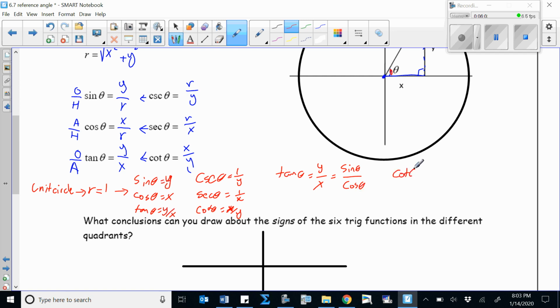What is cotangent? That is x over y. X is cosine of theta and y is sine of theta. So cotangent is cosine over sine. These are very important. I need you all to memorize this. Tangent is sine over cosine and cotangent is cosine over sine.